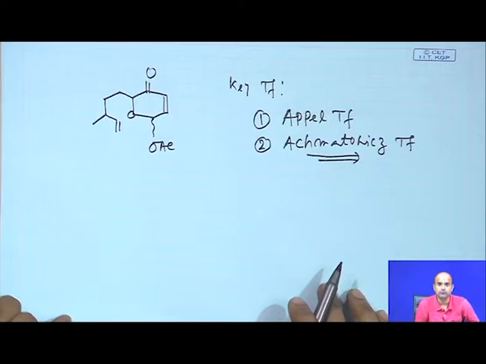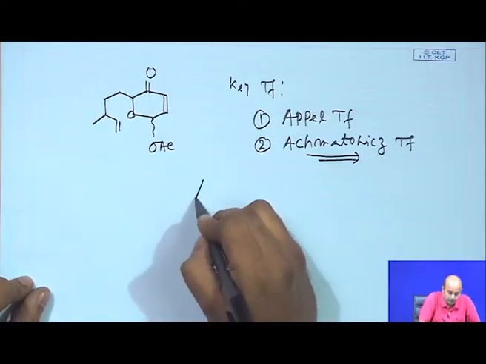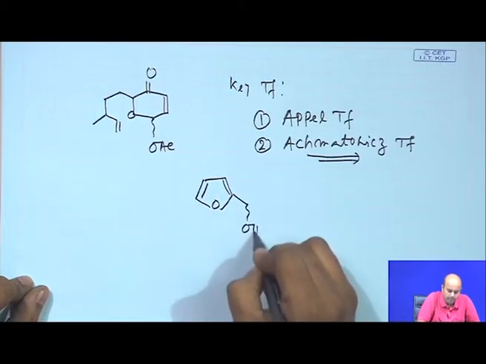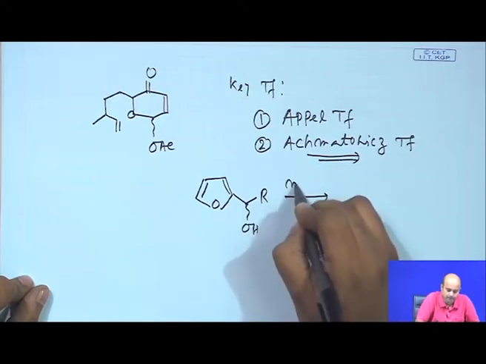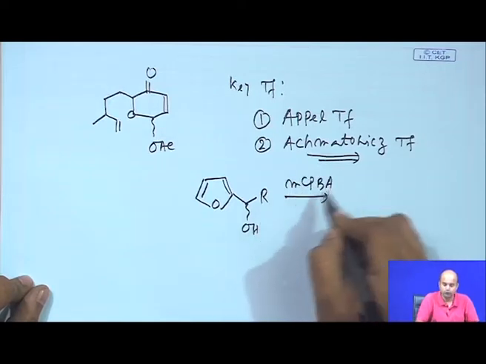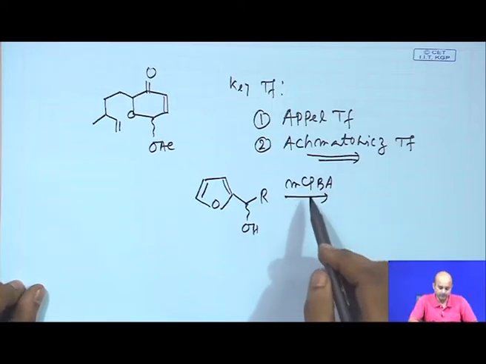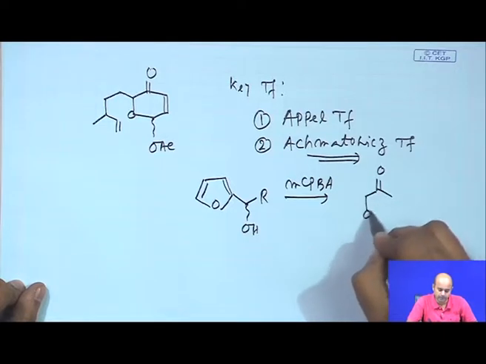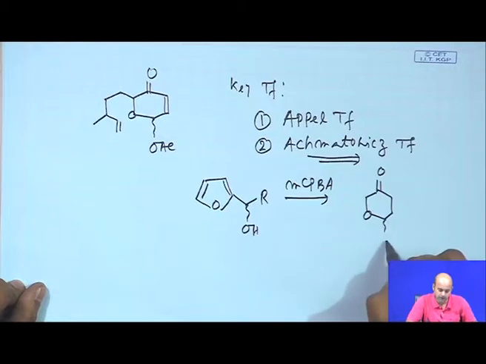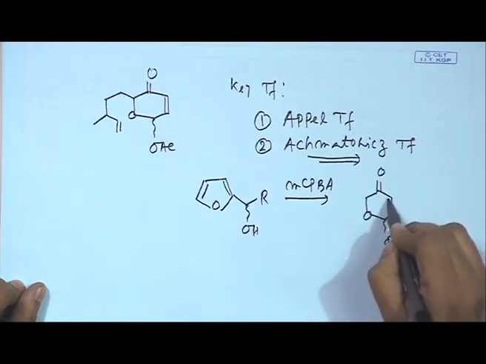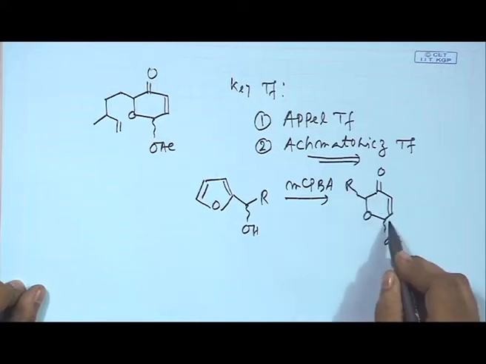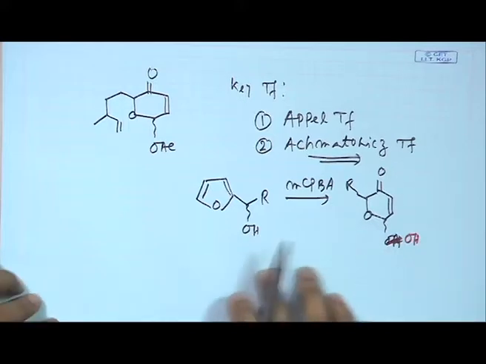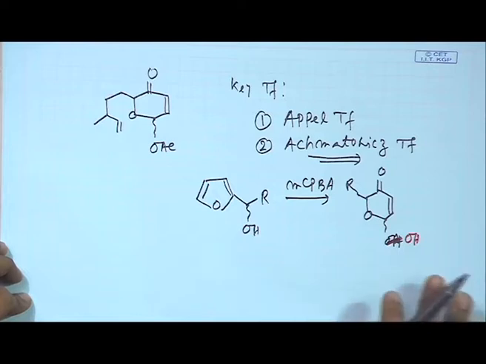this Achmatowicz reaction by treating this furyl carbinol with mCPBA. There are other reagents also which can facilitate this Achmatowicz reaction, and that will give you a very nice access to this kind of compound, this is OH, this is OH. So, the Achmatowicz reaction is very useful, and eventually you can access this kind of compounds.